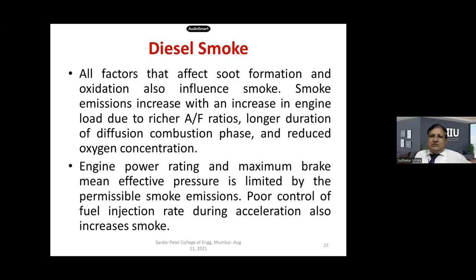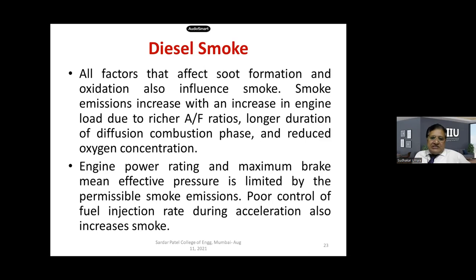Now come to another emission problem, that is the diesel smoke. This diesel smoke is very dangerous for human beings, and all factors that affect soot formation and oxidation also influence smoke. Smoke emission increases with an increase in engine load due to richer air-fuel ratios, longer duration of the diffusion combustion phase, and reduced oxygen concentration. Engine power rating and maximum brake mean effective pressure are limited by the permissible smoke emissions.